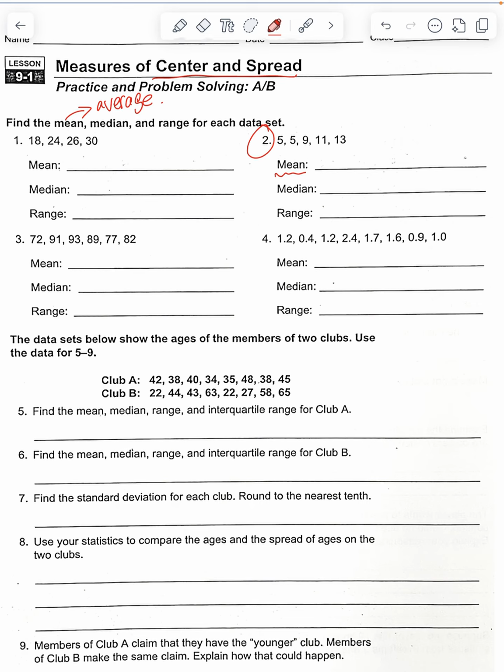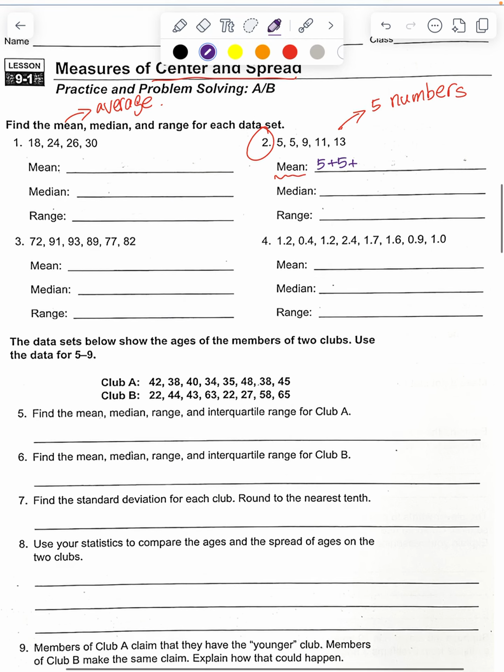So how to figure out the mean, the average of a data set? We're going to count the numbers first. 1, 2, 3, 4, 5. We have 5 numbers. So this data set has 5 numbers. Then we are going to add all the numbers together: 5 plus 5 plus 9 plus 11 plus 13. We add up all these numbers and then divide by 5.